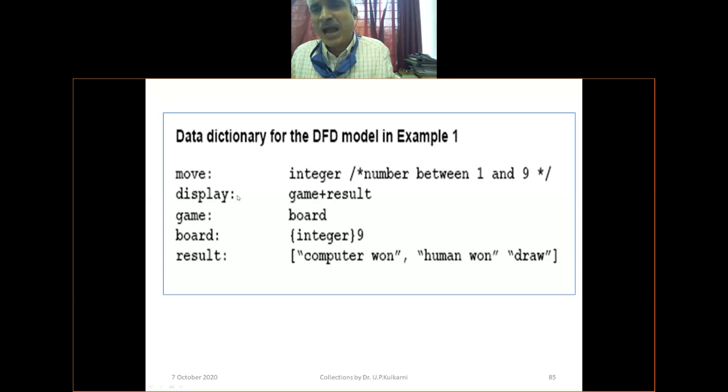Display is a game and result. Game is a board. Board is an integer consisting of integers. Okay, thus 9 cells. Result: computer one, human one, or draw. It is a set. That's the end of that.